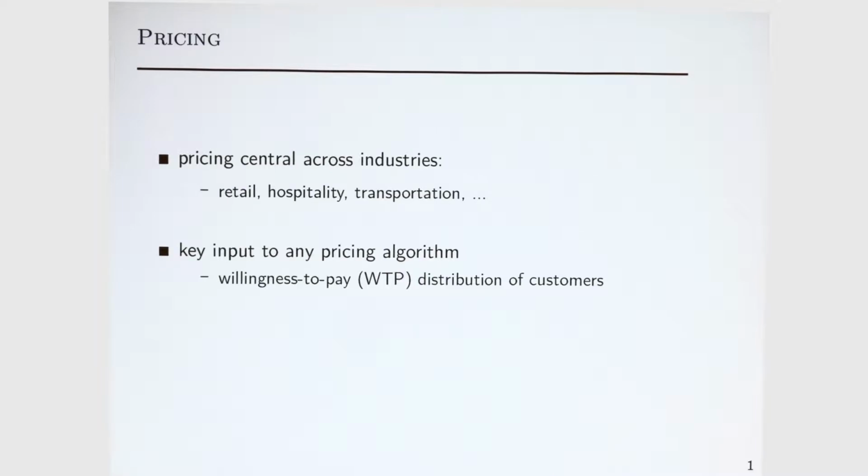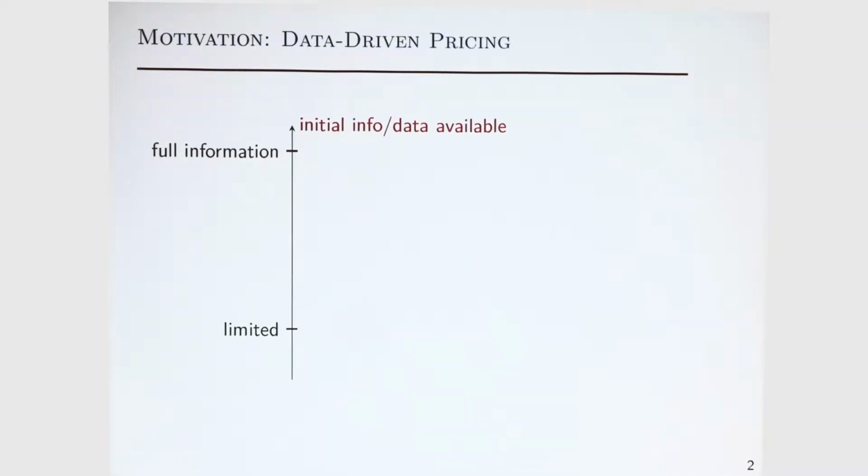So in practice, this distribution is really not available. So one approach is to use the available data on hand in order to set the right prices. So this leads to data-driven pricing. And there are different levels of data-driven pricing depending on the information or data available. So in this slide, I will try to summarize different approaches that have been discussed in the literature.